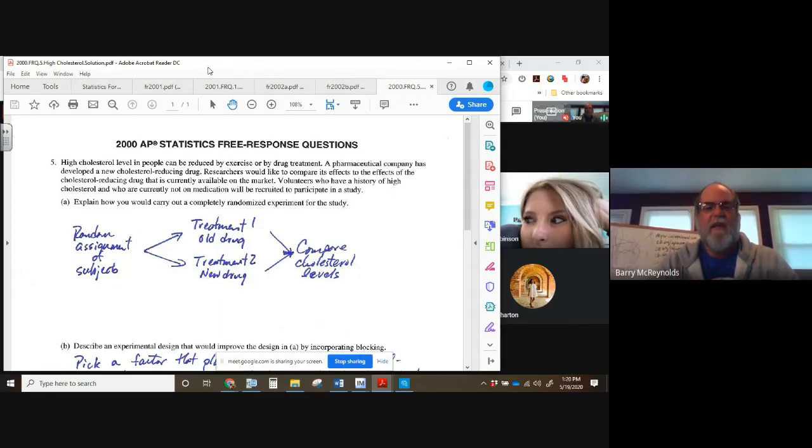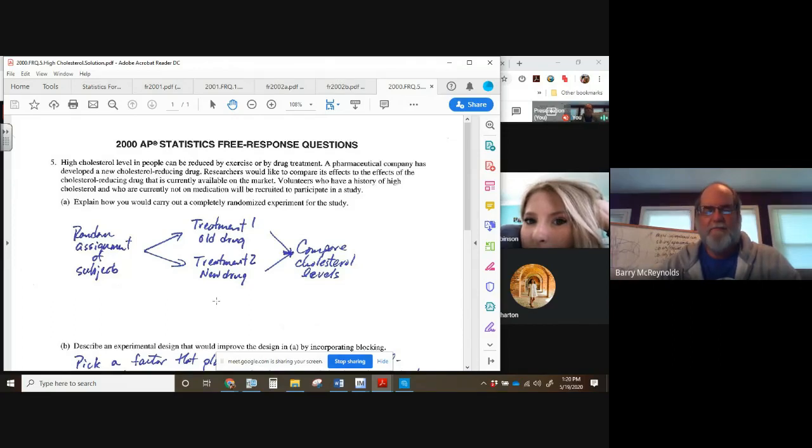So the first question is, how do you carry out a completely randomized experiment? You would take all of the volunteers and then just randomly assign them to one of the two treatments. Treatment one is the old drug. Treatment two would be the new drug, for example. And quite honestly, it would be okay for you to include treatment three, which is a placebo or no drug. But the scoring guidelines say that this is enough to get you full credit. But if you added a third treatment, which was a placebo, that would be perfectly fine.